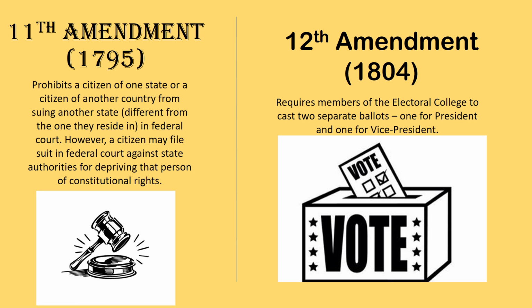The 12th Amendment, passed in 1804, requires members of the Electoral College to cast two separate ballots, one for president and one for vice president. Before this, and there were only a few elections in U.S. history before this, the person that got the most electoral votes was the president, and the person that got the second most electoral votes was the vice president. And so, in order to not have that be the case, but rather to have presidential candidates pick vice presidential candidates to run with them as a running mate and both get elected on the same ticket, the 12th Amendment was put into place.